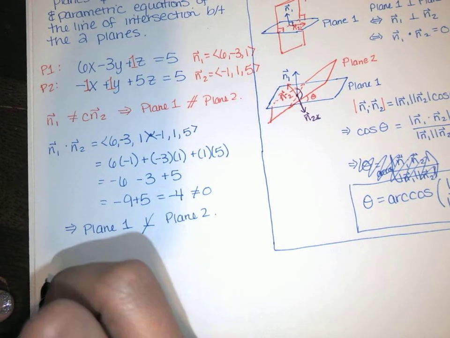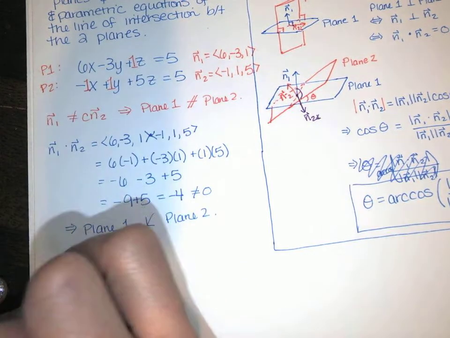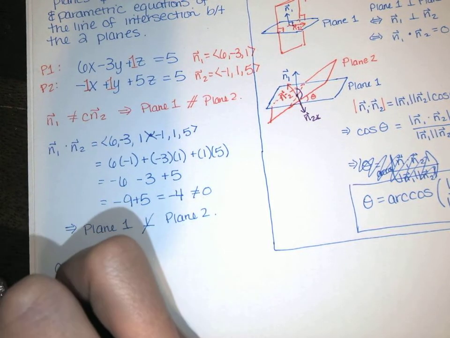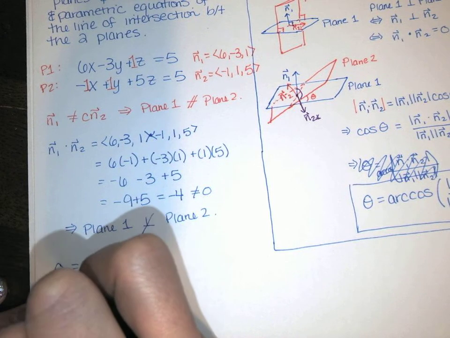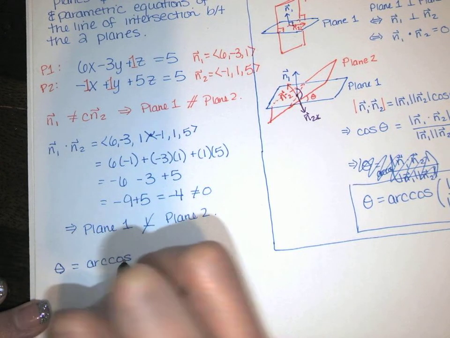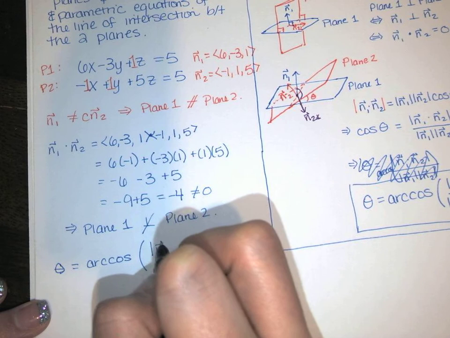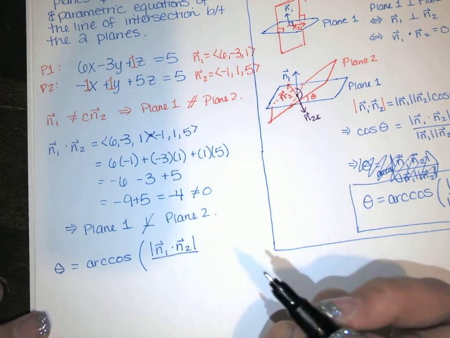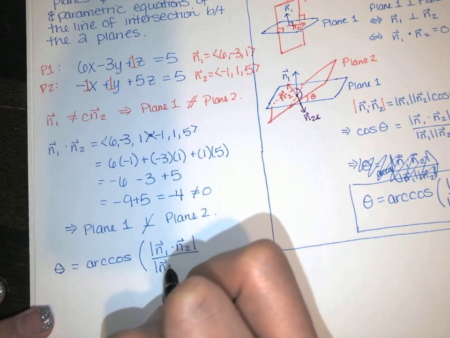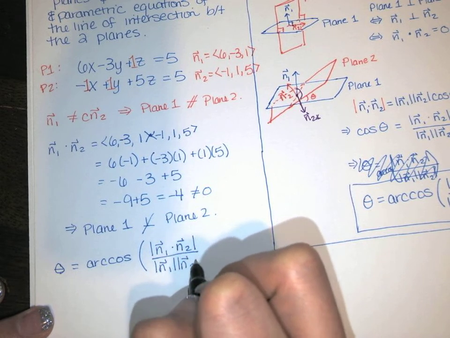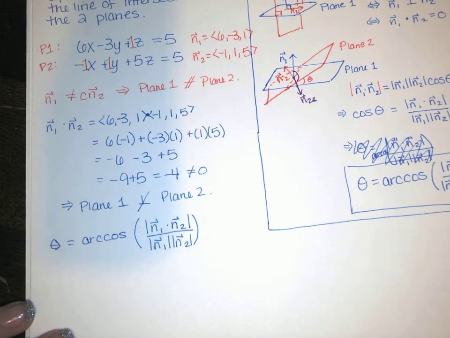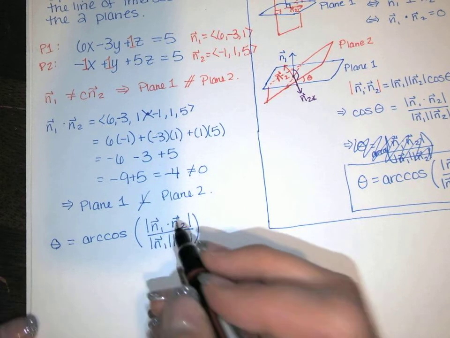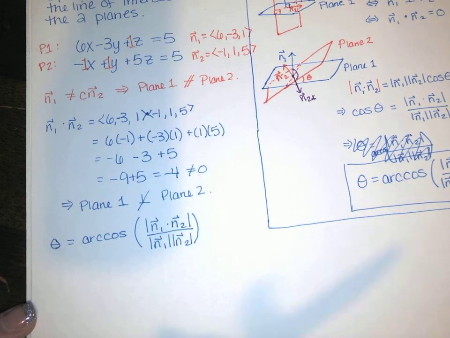So now let's find the cosine, or the angle between the two planes. Theta is the inverse cosine or arc cosine of the absolute value of the dot product. It's going to give us the acute angle between the two planes, divided by the lengths of the two normal vectors. And we found the dot product already. It was -4.